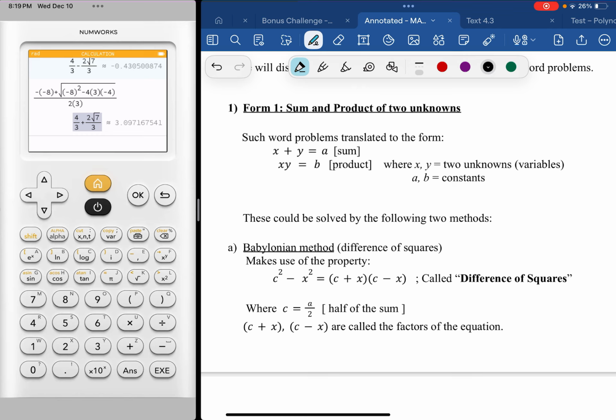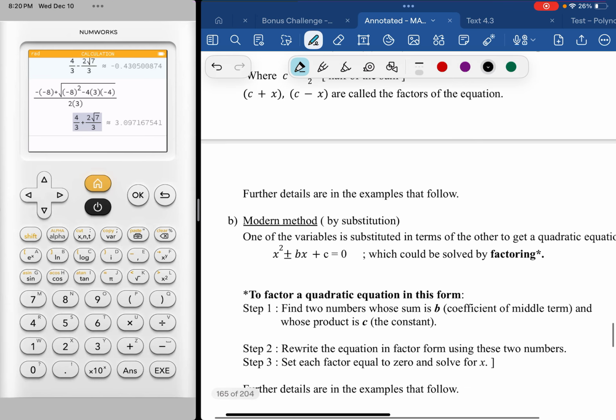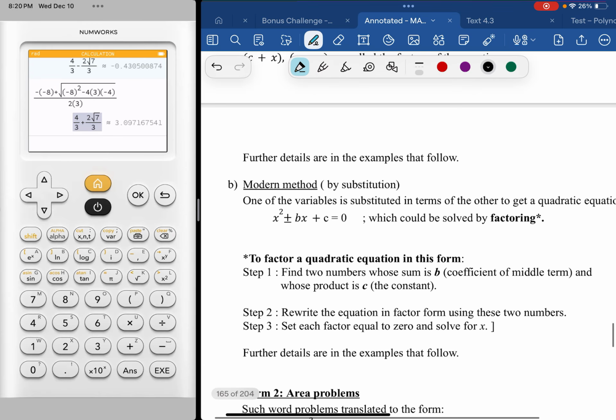So, we can do this using the Babylonian method, which is the difference of squares. It makes use of this property: c squared minus a squared is equal to c plus a times c minus a, where c is a divided by 2, making c plus a and c minus a factors of the equation. The modern method involves substitution, plugging one equation into the other and simplifying.